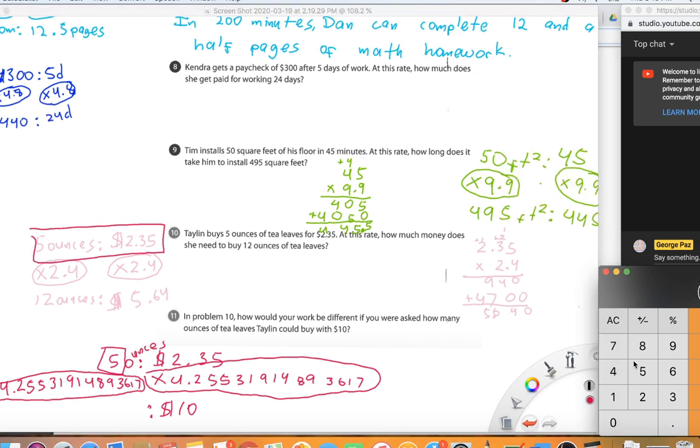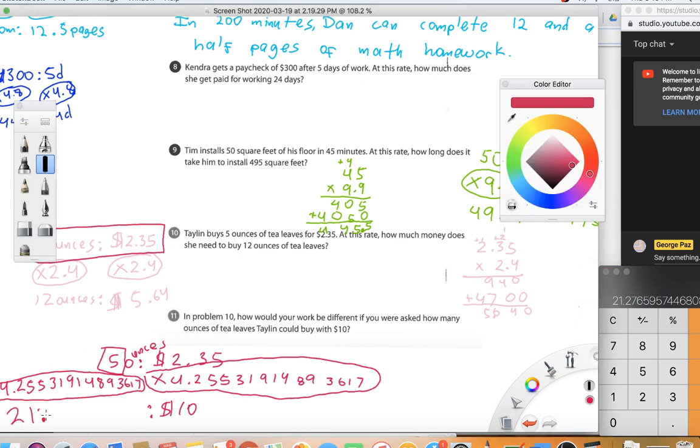So we're going to do 5 times 4.25531914893617. So that means that it would be around 21.27 ounces. We're not putting everything else, right? We're only going 2 decimal spots. So with $10, they can buy 21.27 ounces.